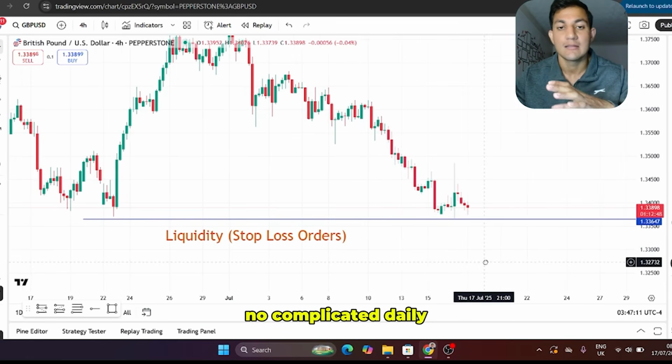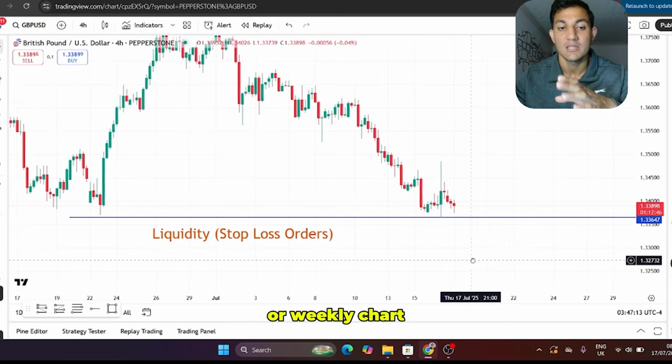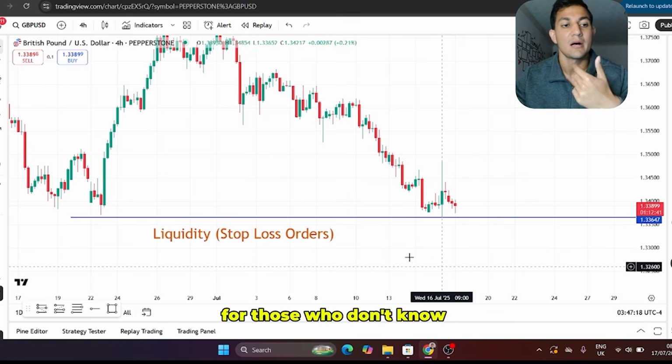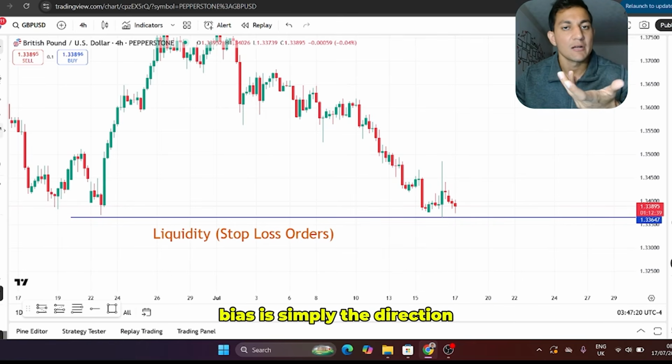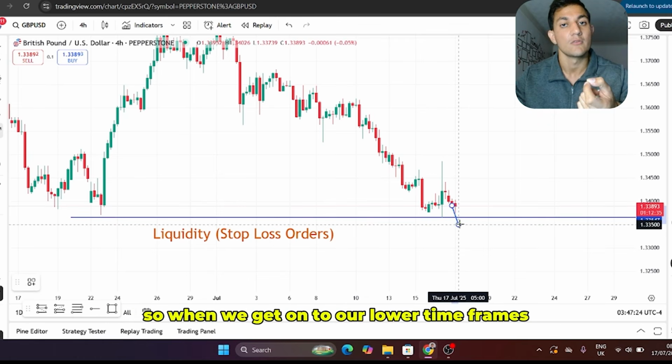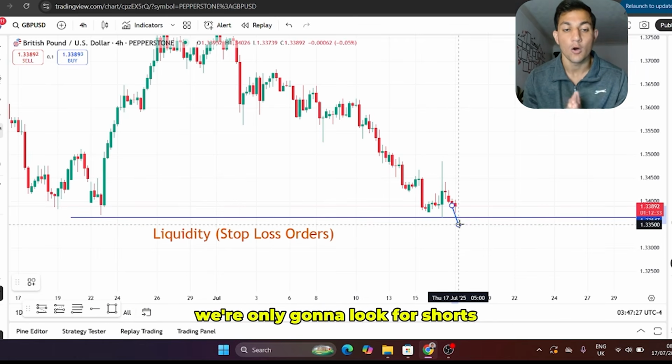No complicated daily bias, or top-down analysis, or weekly chart. This is the easiest way to get your bias for the market. And for those who don't know, bias is simply the direction. The highest probability entries are going to be targeting these lows, right? So when we get onto our lower time frames, we're only going to look for shorts.